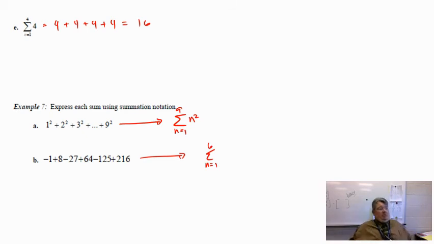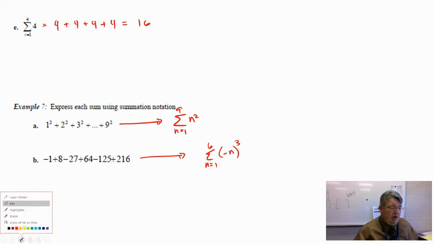But now I got to come up with that. -1, 8, -27, 64. These numbers are something I should... Oh, I recognized it. These are perfect cubes. This is 1 cubed, 2 cubed, 3 cubed. Well, what about the negative alternating? Well, that's a negative n cubed. -1 cubed is -1. -2 cubed, wait, is -8. So that's not quite it.